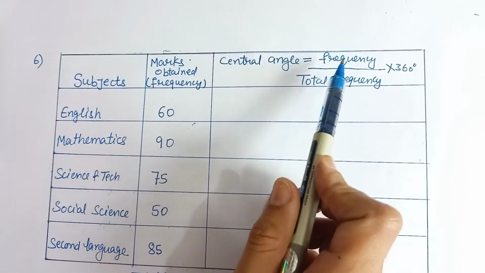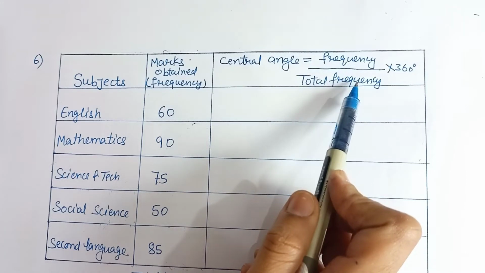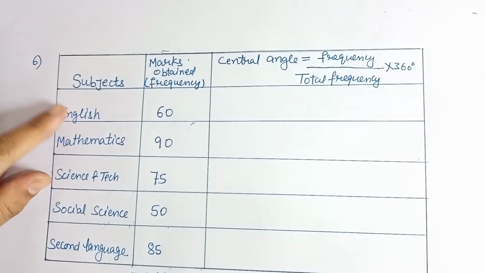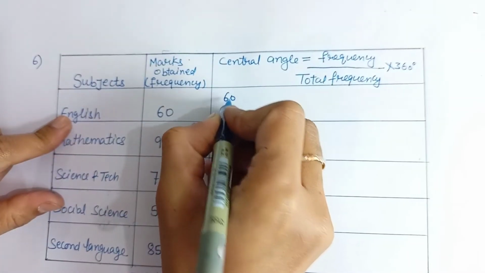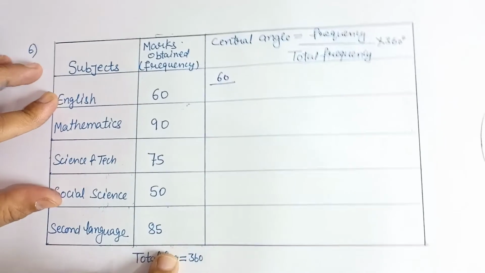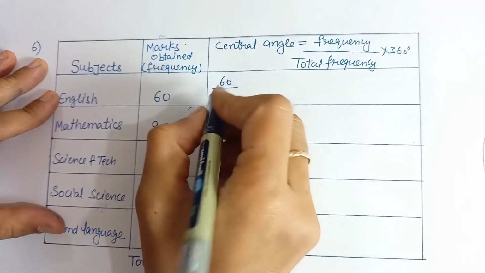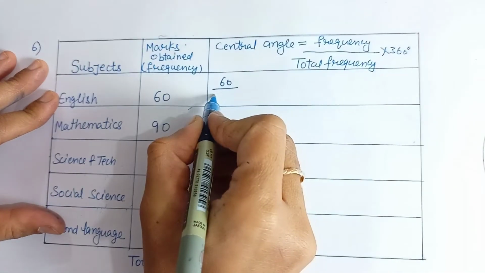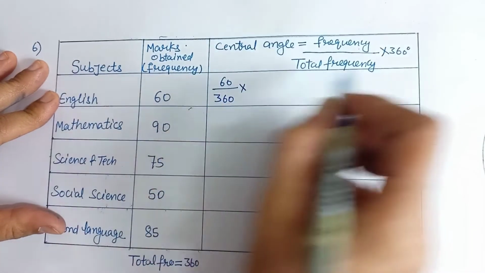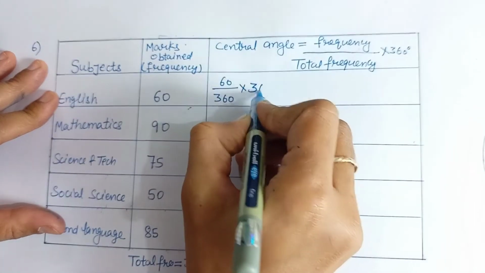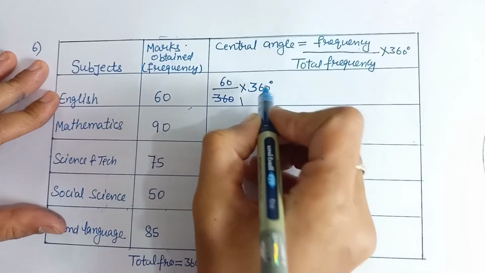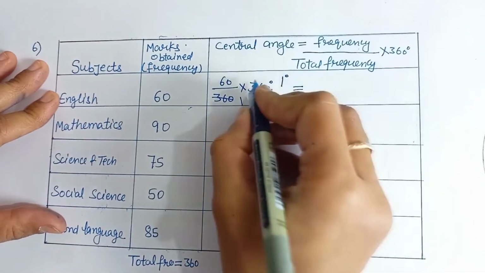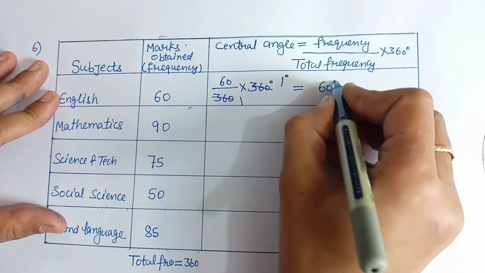The formula for central angle is frequency divided by total frequency multiplied by 360 degree. So for English, the frequency is 60 and the total of all the marks is 360, means total frequency is 360. So the central angle is 60 divided by 360 multiplied by 360 degree. 360 divided by 360 is 1, and since here it is degree, we will write degree. 60 into 1 degree is 60 degree.